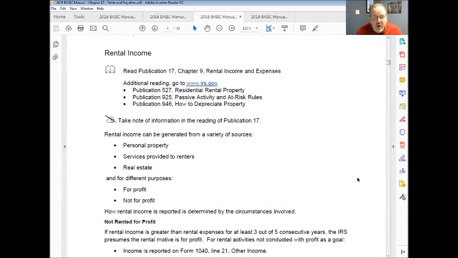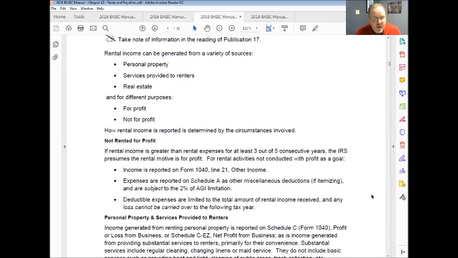Rental income can be generated from a variety of sources: from personal property, services provided to renters, real estate, and for different purposes, for profit and not for profit. Rental doesn't have to be what we traditionally think of, where I have a piece of property or I live in a double and I rent the other half. That's the basis of it, but there are circumstances that can be different in the way we handle different things.